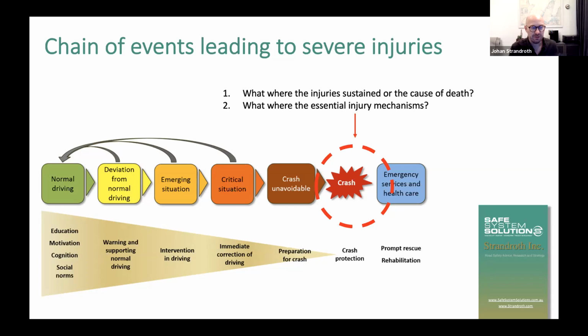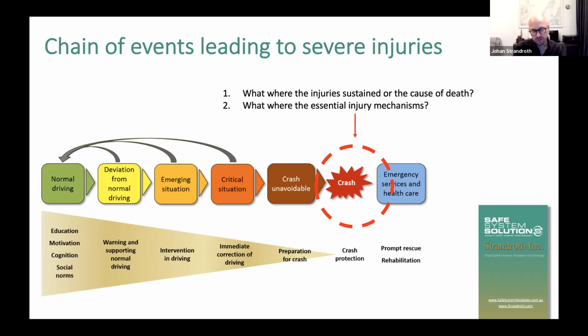We can say, okay, we focus on the crash forces, but there were some obvious things leading up to this crash, which I want to note, which I want to understand a bit more about, even though it's not the absolute focus of the investigation. So again, when we look at the key questions, those are more related to the crash. What are the injuries sustained? What are the injury mechanisms?